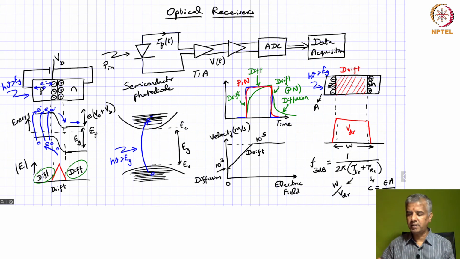the drift velocity is typically like this saturation velocity, 10 power 5 meters per second. Then what you need to work with is this W. So if you make W small enough, you can actually achieve relatively high bandwidth. So that's the design philosophy that you work with. Now, of course, there is another aspect to this, which is if you make W small, you may actually compromise on the responsivity of the photodiode.